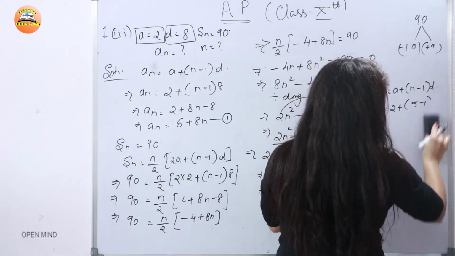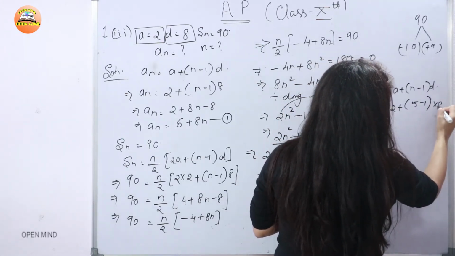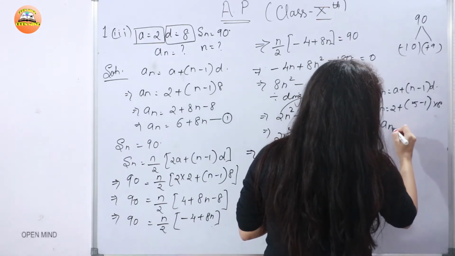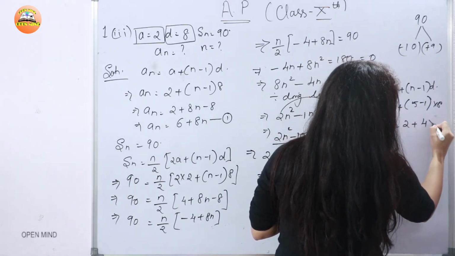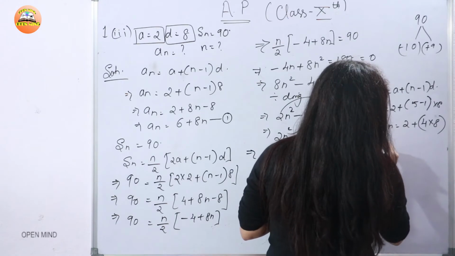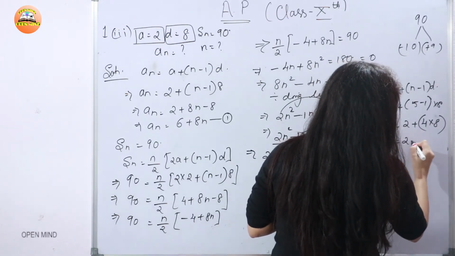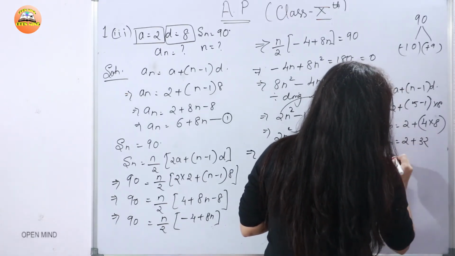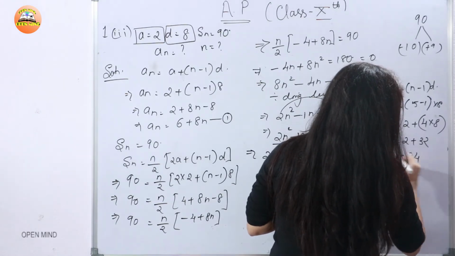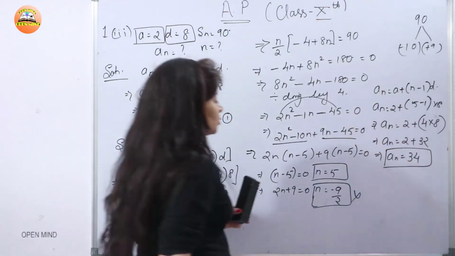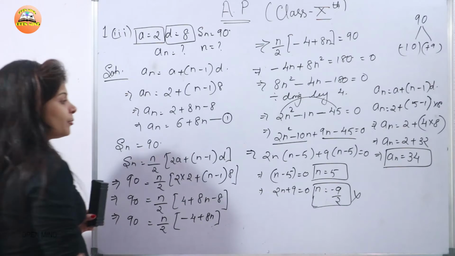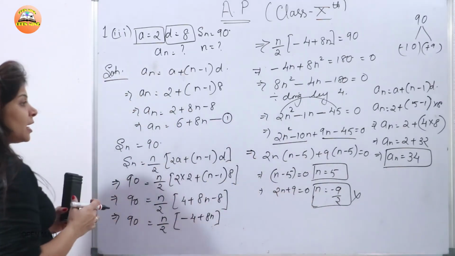So now we will solve and we will get the final answer. So this implies an is equal to 2 plus 4 into 8. So an is equal to 2 plus 32. So an is equal to 34. So the value of an comes out to be 34, and the value of n comes out to be 5.